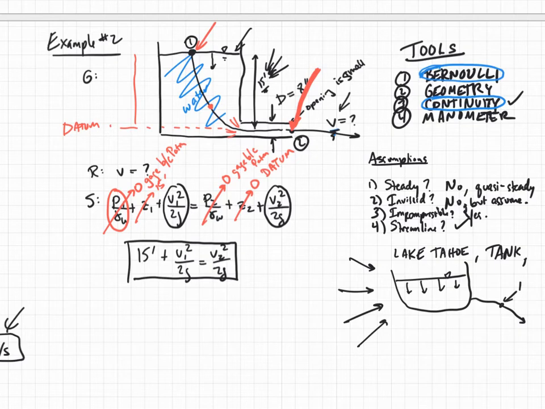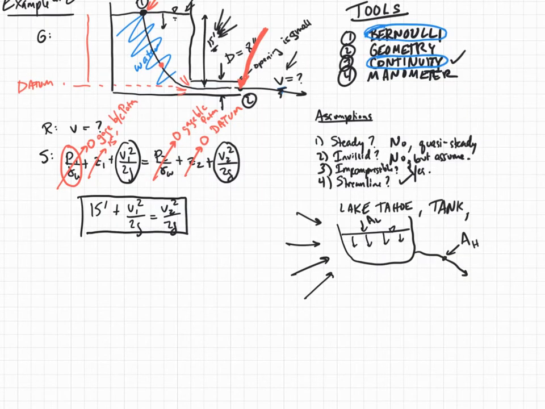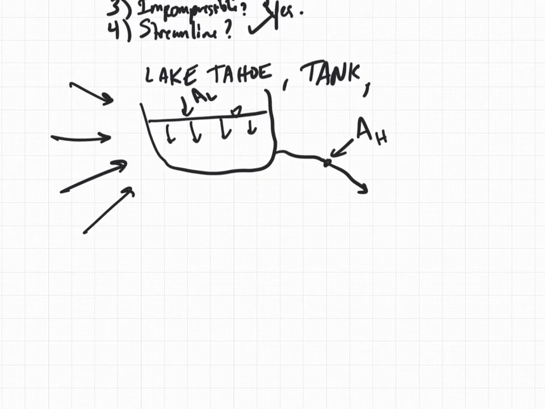Suppose this is the area of the hose, and this is the area of the lake. I want to do continuity on this little Lake Tahoe thing. I've got a certain amount of fluid flowing out right here, so that's Q out. So I'm going to do in equals out plus accumulation. I'm going to draw a control volume that looks like this.